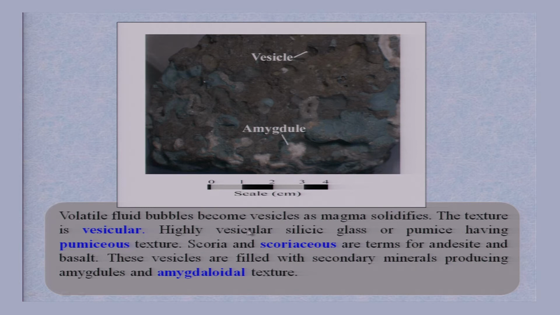Volatile fluid bubbles become vesicles. As magma solidifies, the texture is vesicular. Highly vesicular silicic glass or pumice has pumiceous texture. Scoria and scoriaceous are terms for andesite and basalt. Although the rock is basically pumiceous, if it is basalt or andesite, better call it scoriaceous rock. These vesicles are filled with secondary minerals producing amygdules or amygdaloidal texture.